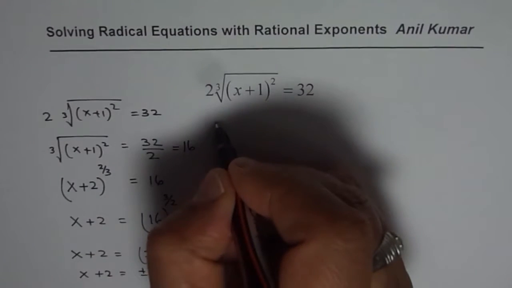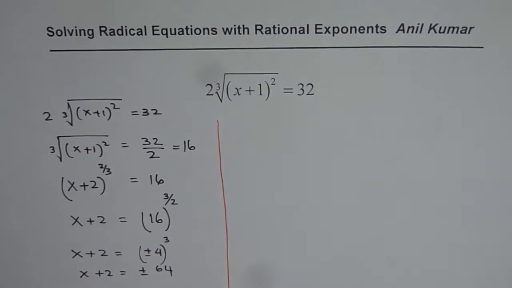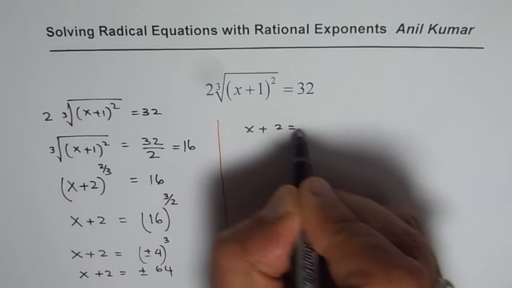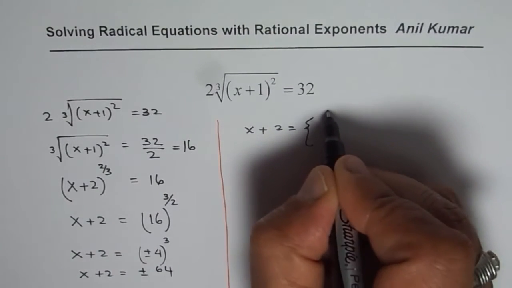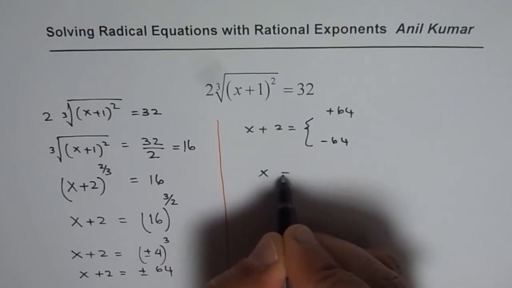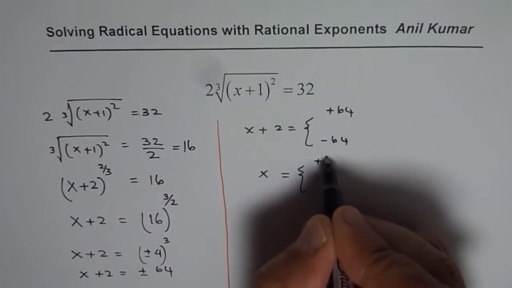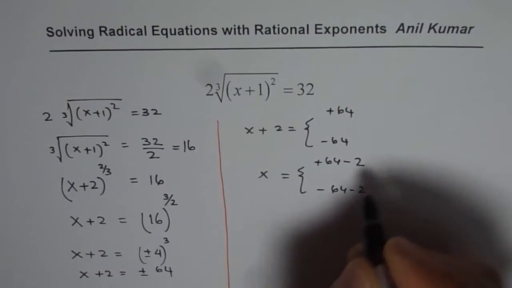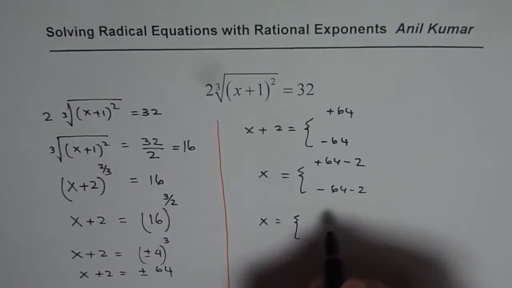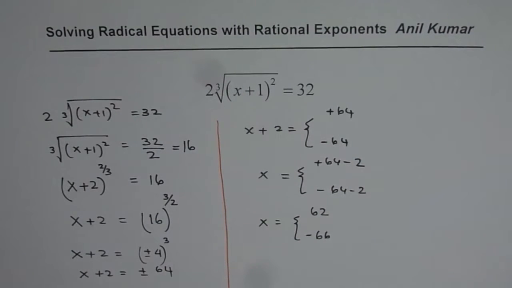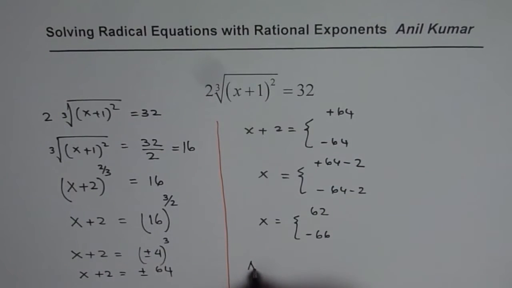So that is how you can solve this up to this stage. Now let me rewrite this. So we have x plus 1 equals either plus 64 or minus 64, right? So now here x equals plus 64 minus 1 or minus 64 minus 1. So that gives you two solutions, that is x equals 63 or minus 65, correct? So these are the two solutions for the given equation. Let me write down the answer here.